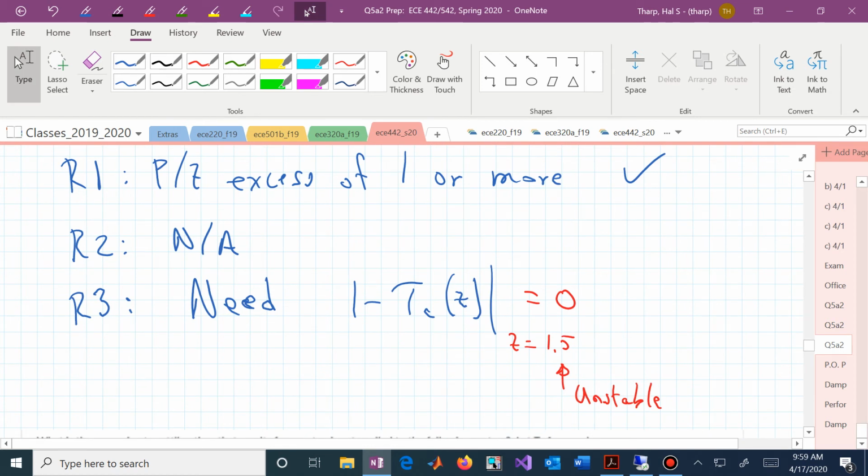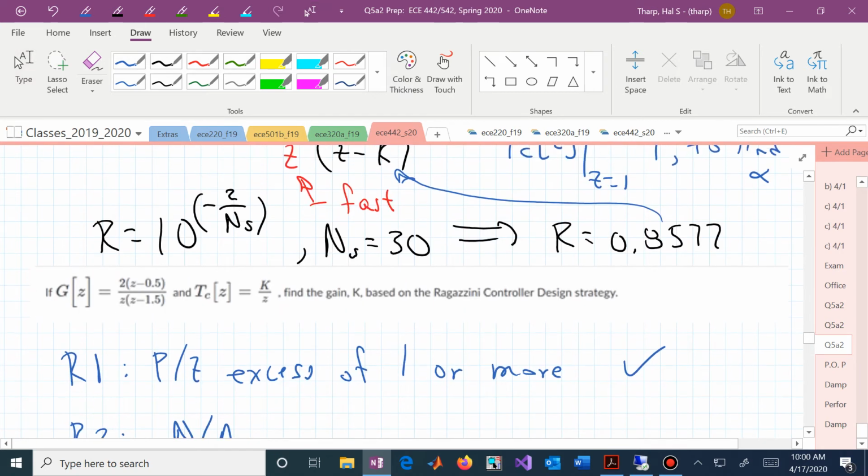In this case, that now says that T sub C at 1.5 needs to equal 1. And T sub C of Z at 1.5, that was K over Z. We evaluate T sub C of Z when Z is equal to 1.5. We want that to equal 1. We can solve that for K, and that should be our answer.